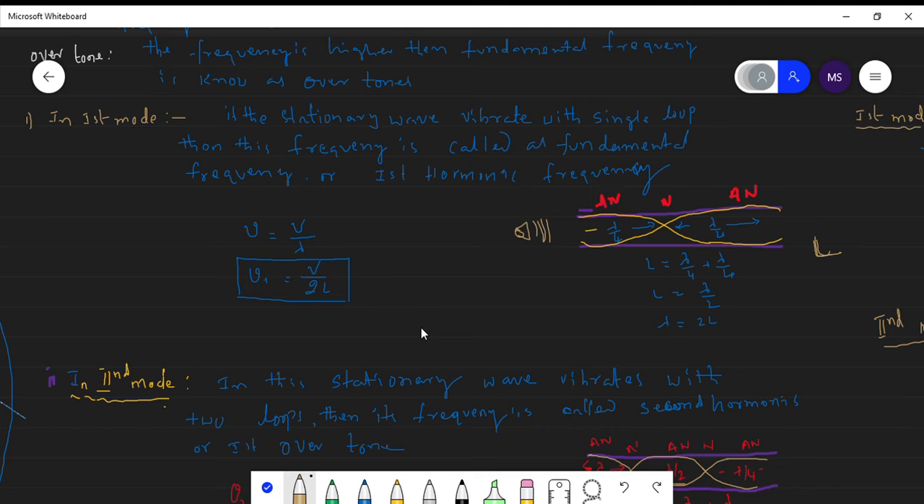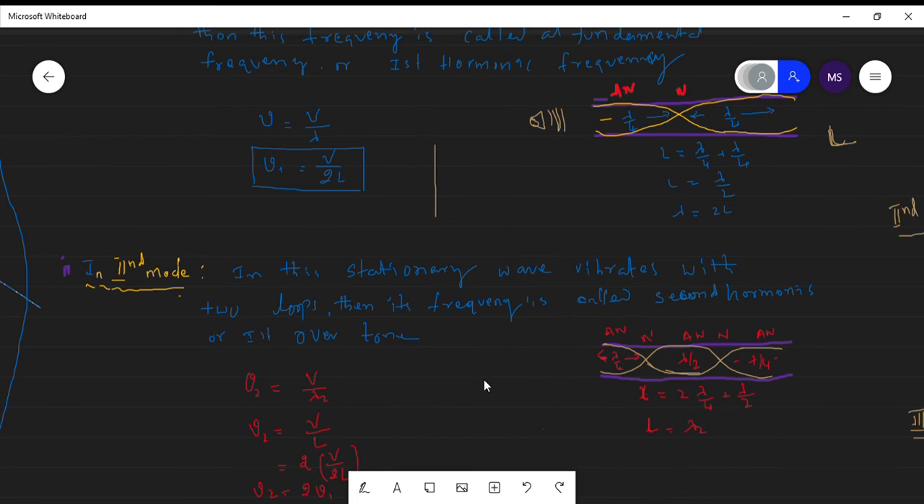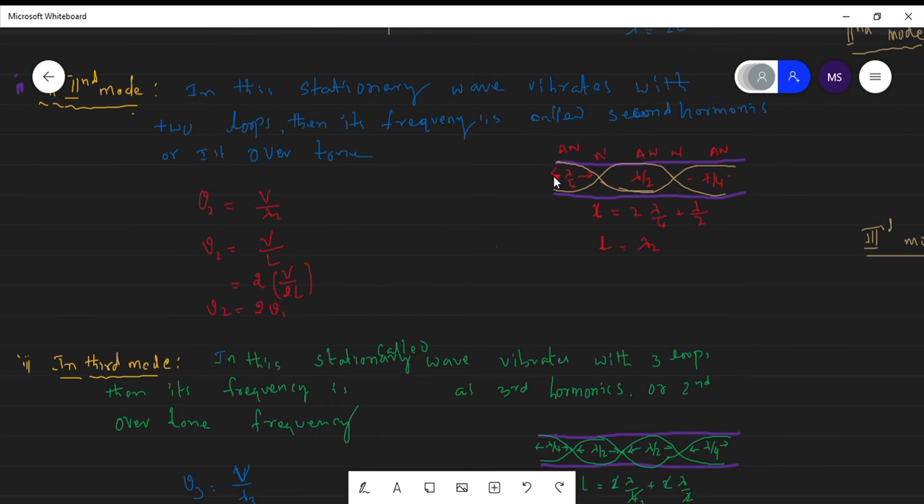Now in the second mode, what happens? The pipe is placed toward the source. The wave travels like this and reflects back. Here three antinodes and two nodes are formed. One extra loop is formed: a complete loop between two half loops.